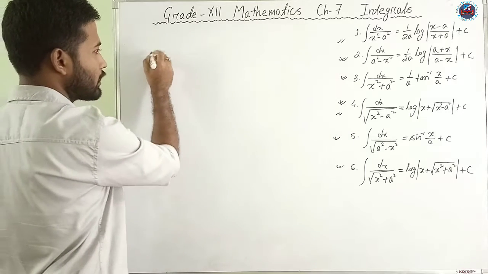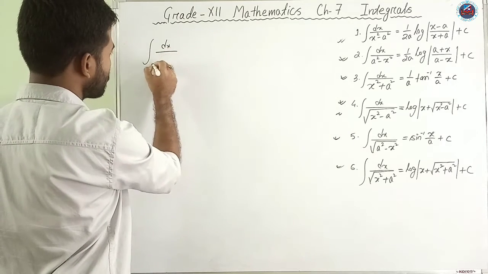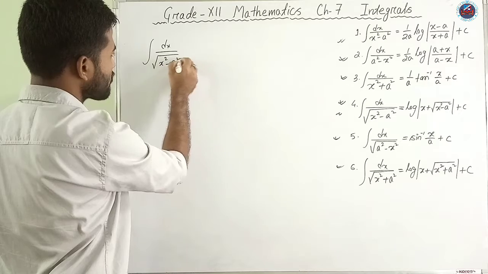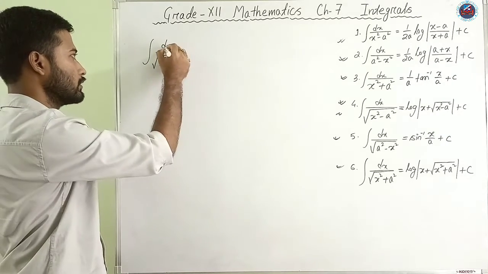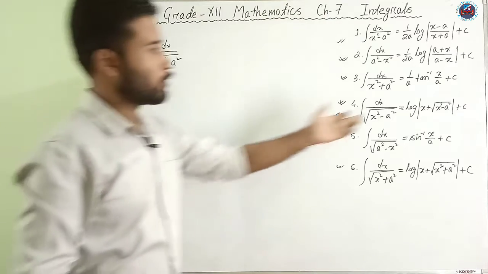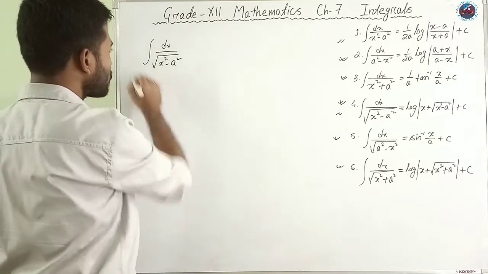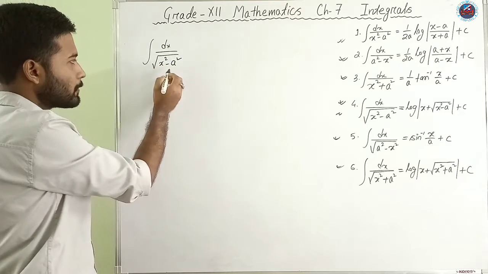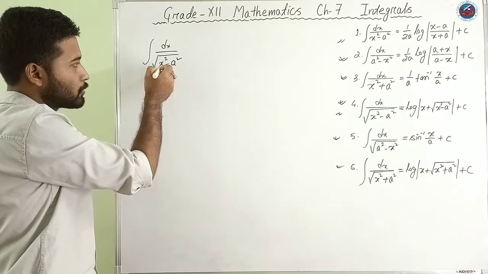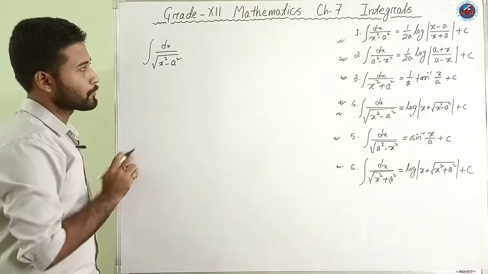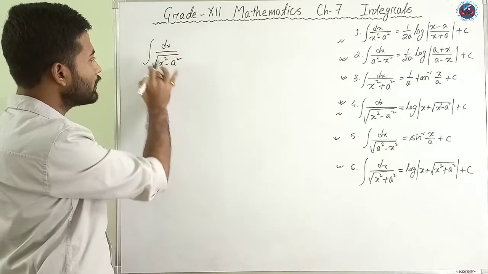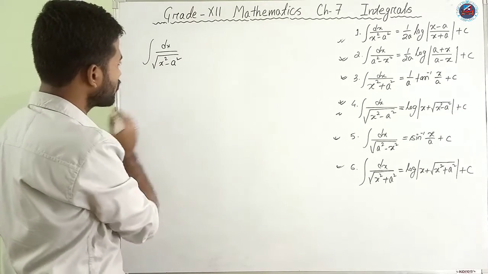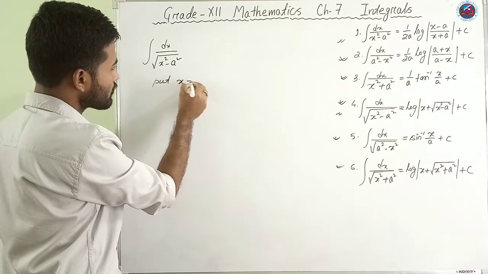So for example, if I take number 4, here I have dx by root over x square minus a square. So this is a particular type of integral. Now how to get log of this? In the denominator we have root over x square minus a square, isn't it? So if I use the substitution method, what can I put in place of x to find the integral of this? Our primary task will be to eliminate this denominator so that we can find the integration.